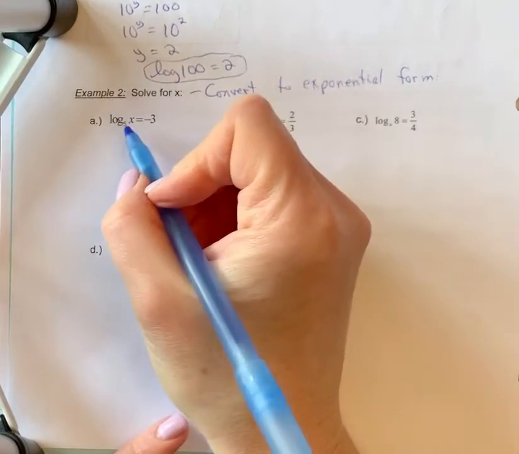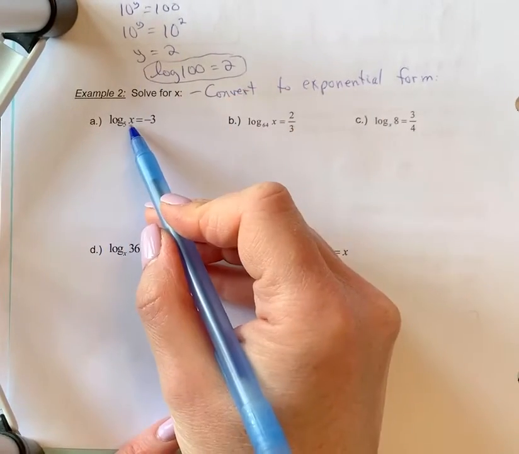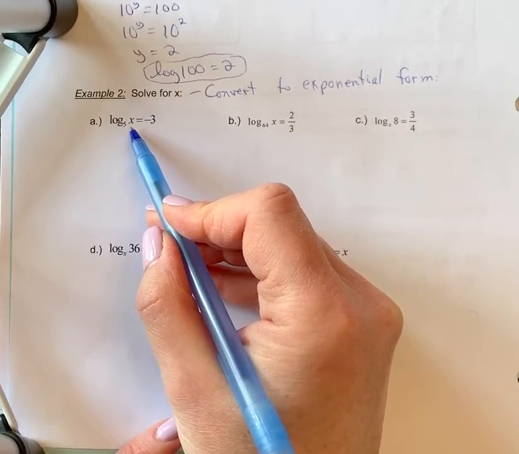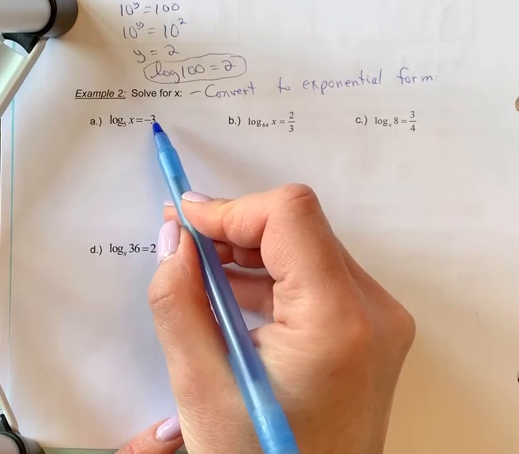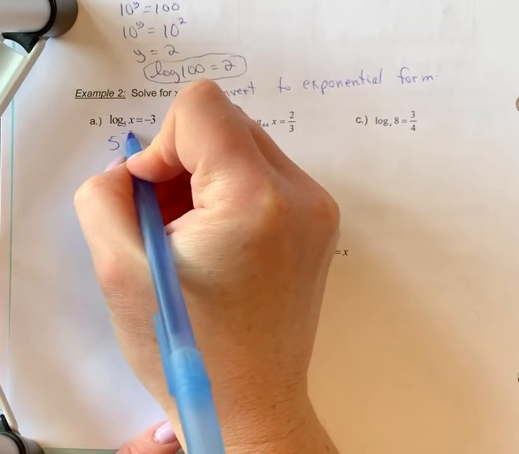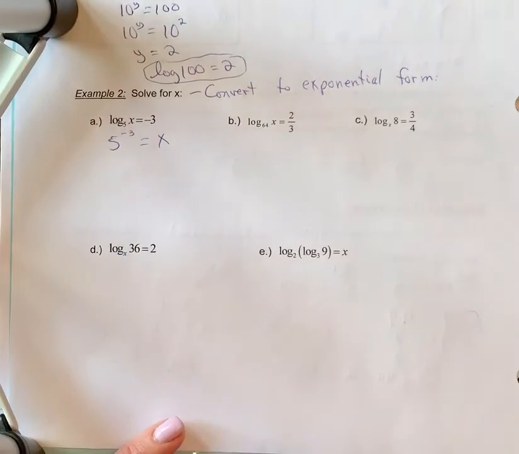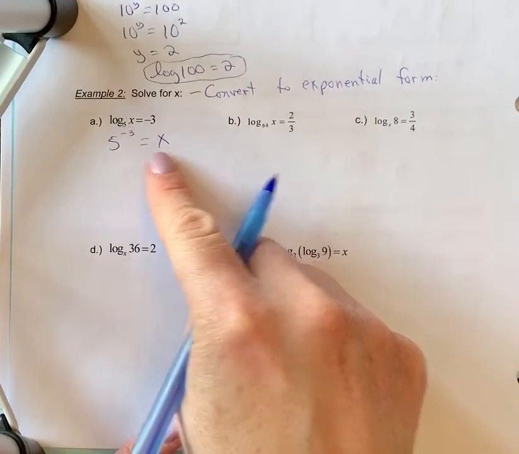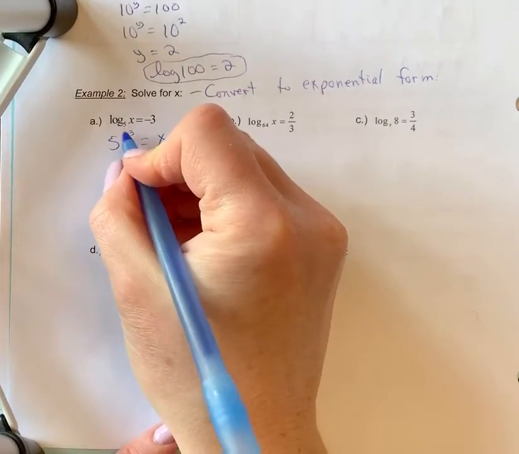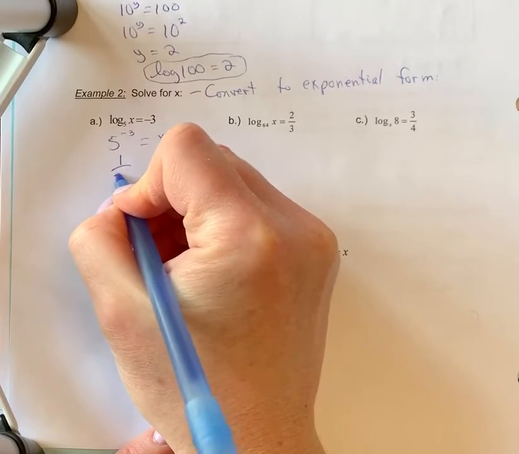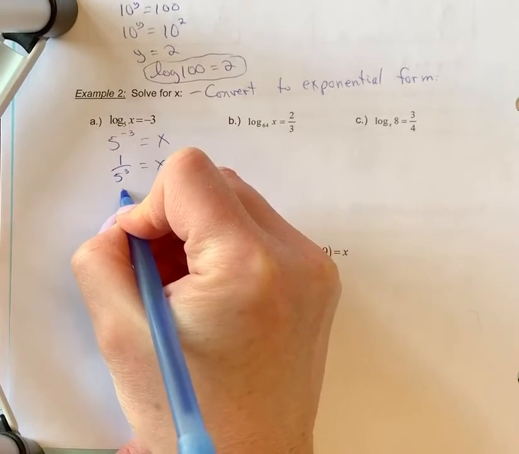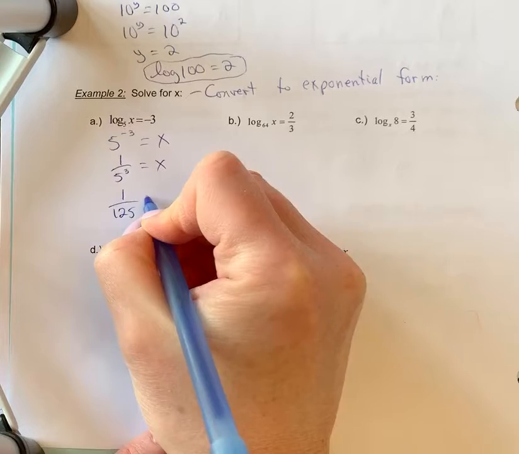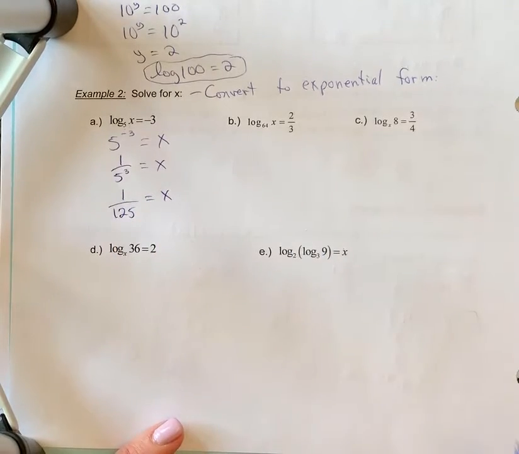So let's start with A. We're going to solve for x. We're solving for the argument. Convert to exponential form. So your base number to the exponent. So 5 to the exponent negative 3 equals the argument, or x. You already have x isolated. Now you just need to evaluate. Remember, with the negative exponent, that's 1 over 5 cubed. So you get 1 over 125 is equal to x.